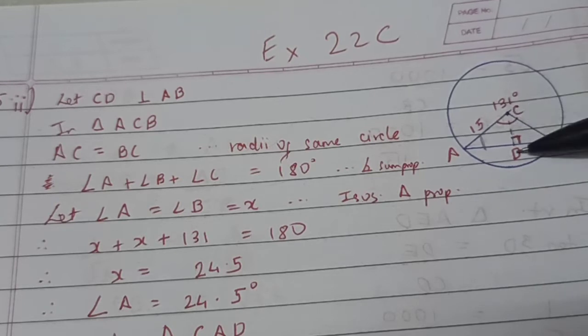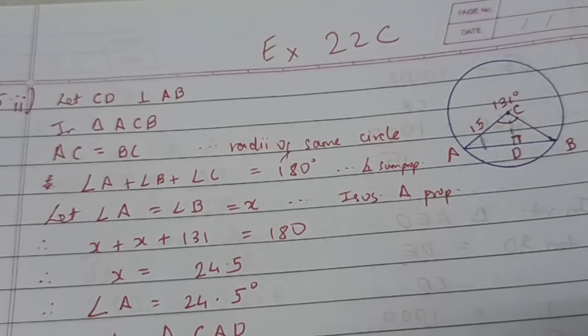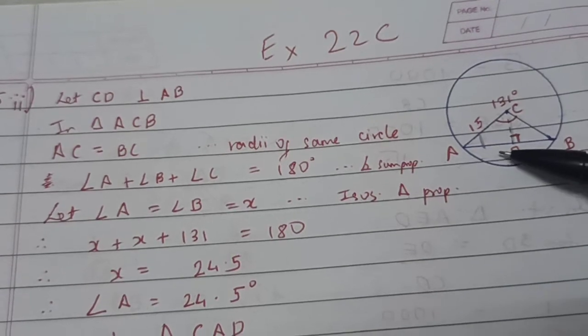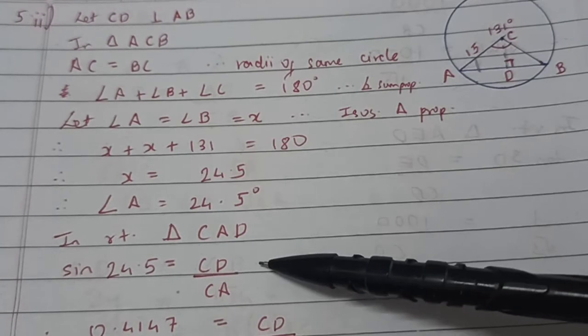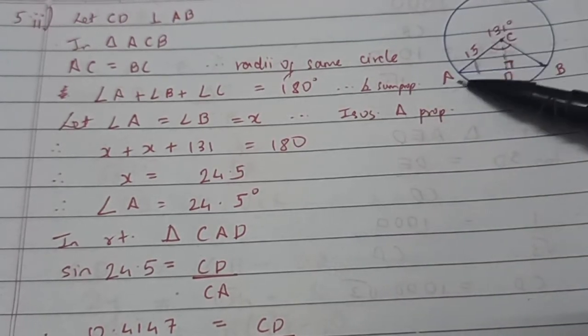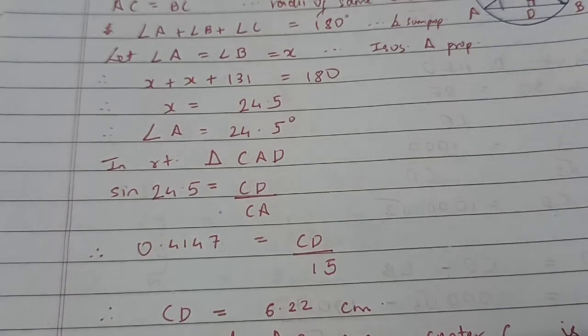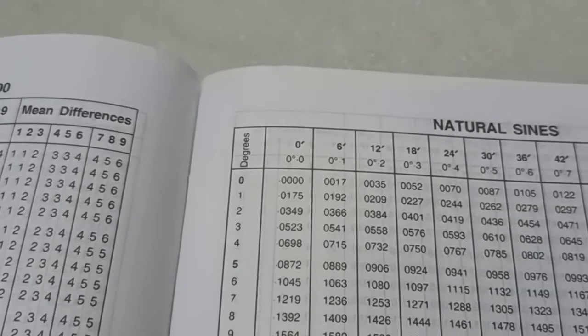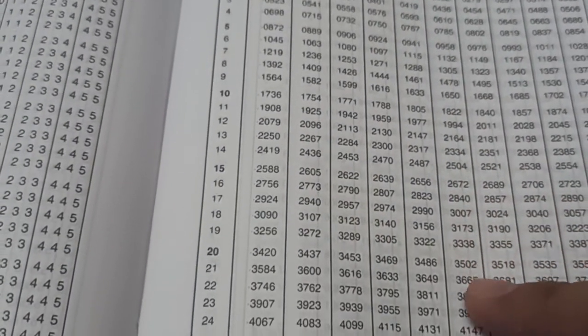If you notice, CD is the opposite side to the angle and hypotenuse is given. So which ratio correlates the opposite side to the hypotenuse? Sine. So we'll have to use sine in this triangle. In right triangle CAD, sine 24.5 is equal to CD upon CA. Sine 24.5 can be found out from the trigonometric table. So 0.5 is here and 24 is out here.